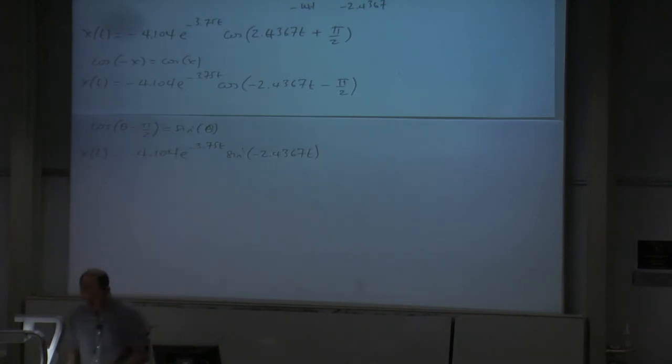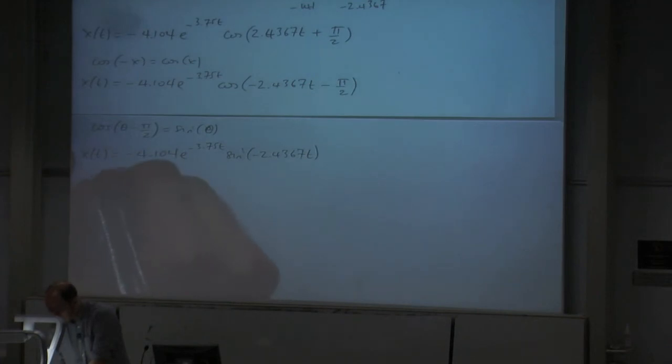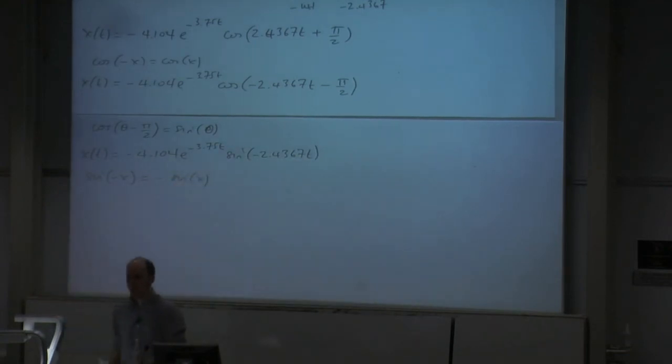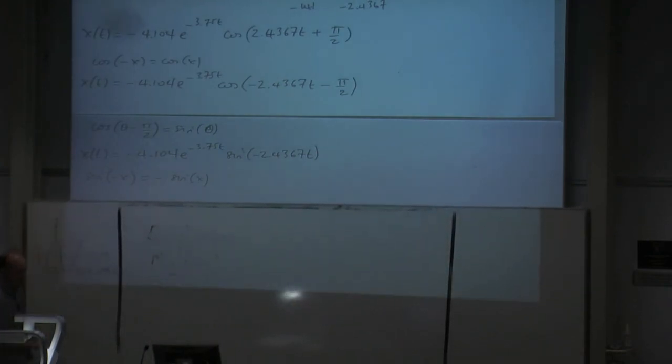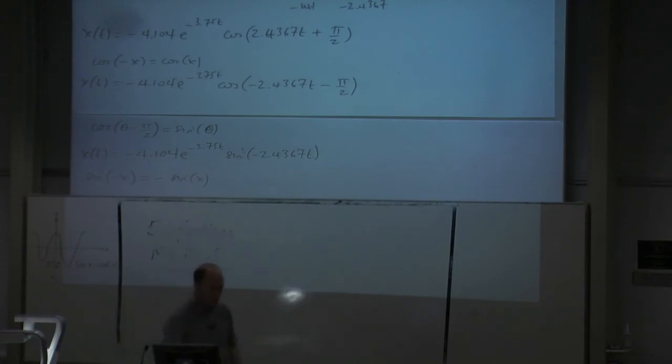Well, again, trigonometry, we know that sine of minus x is minus sine of x. And that's because sine is an odd function. We'll talk about odd and even functions at a later point in more detail, because it applies when we're dealing with Fourier series.